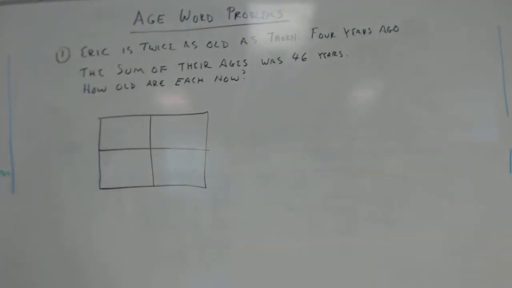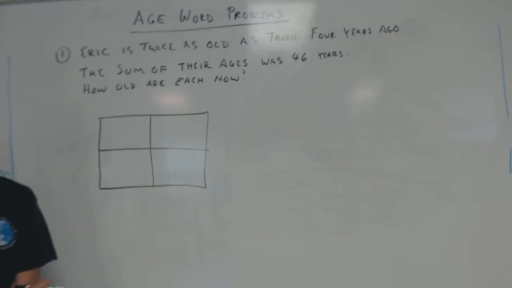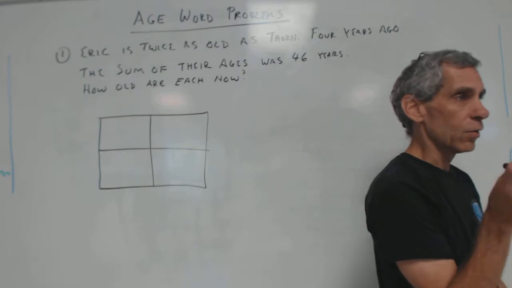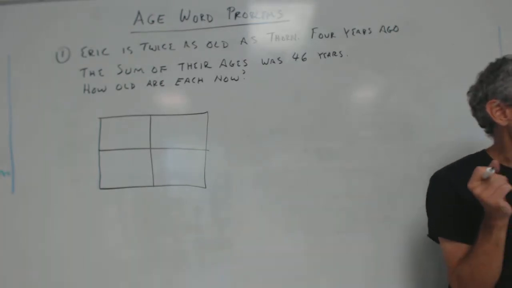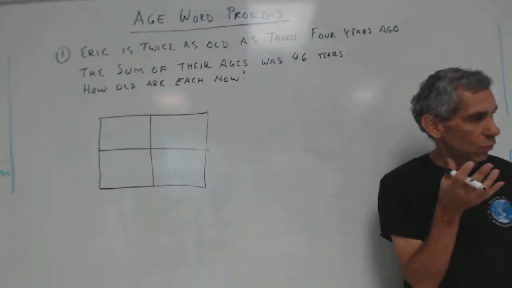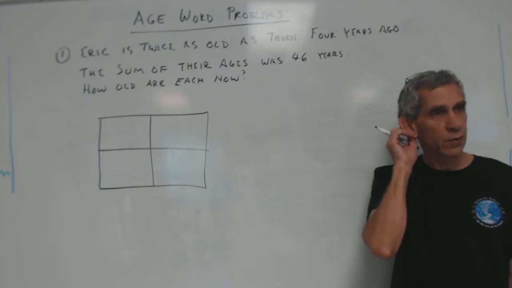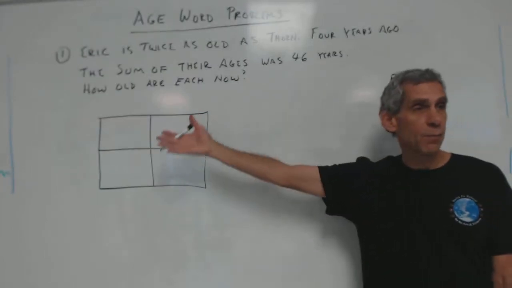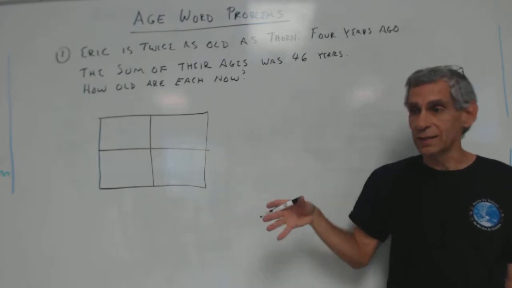So it says Eric is twice as old as Thorn. 4 years ago, the sum of their ages was 46 years. How old are each now? When you read these, your brain gets all twisted, and it's hard to know what to do. I mean, it was for me when I first learned these. So having a system, having a box to organize my data, really helps.